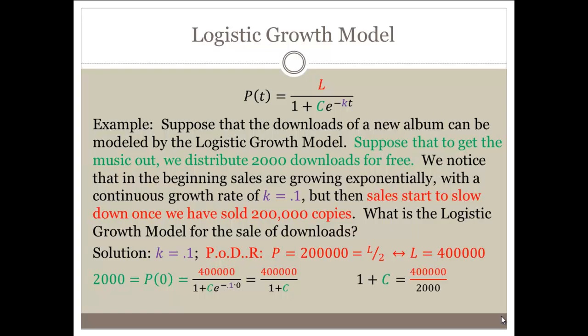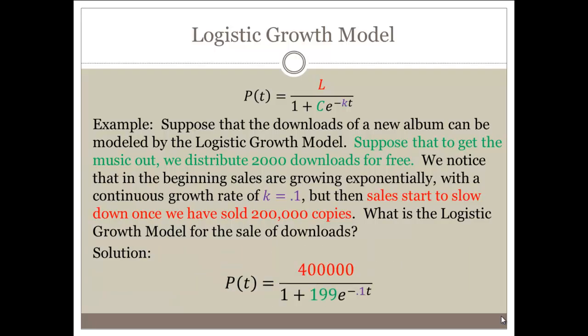Now to solve for C, we'll multiply both sides by 1 plus C and divide by 2,000, to get that 1 plus C equals 400,000 divided by 2,000, which is simply 200. This means that C equals 199. So we have now found what L, k, and C all are. So we have found the model that P of t equals 400,000 over 1 plus 199e to the negative 0.1t.